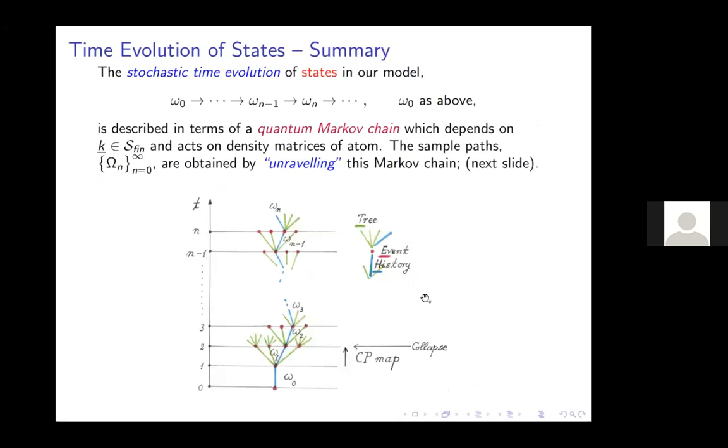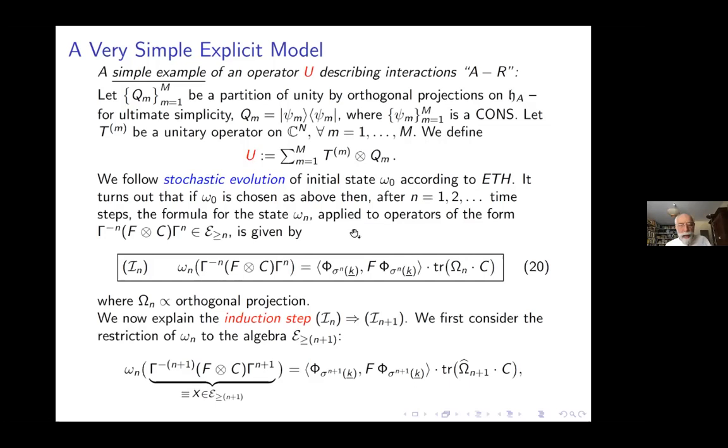All right. So I claim the state ω_n at time n, restricted to operators belonging to the algebra E_{≥n}, has the following form. That's an induction hypothesis. Well, all operators in E_{≥n} are sums of operators of the form γ^{-n}(F ⊗ C)γ^n, where F is a bounded operator of the radiation field and C is a bounded operator of the atom.